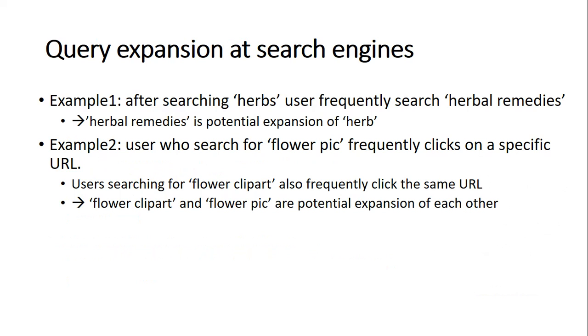Rocchio's algorithm can also be used for query expansion at search engines. For example, after searching herbs, users frequently search herbal remedies. This gives the idea that herbal remedies is a potential expansion of the word herb. Another example is where a user who searched for flower pick frequently clicks on a specific URL. Users searching for flower clip art also frequently click the same URL. Based on the results, flower clip art and flower pick are potential expansions of each other because the user goes to the same URL after searching these words.